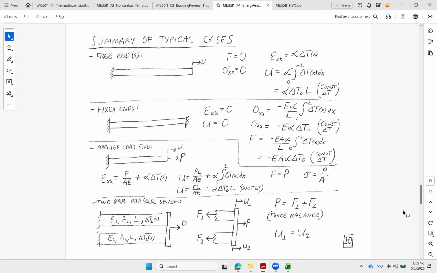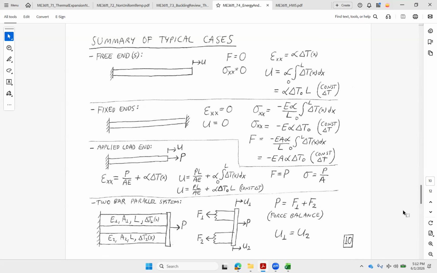Some special cases. For free ends, we're going to have no force or stress. That means all of our strain is going to be in the thermal aspect, and it'll be free to expand by this much. For fixed ends, we assume no displacement, meaning also no total strain. And that means that the mechanical and thermal strains have to balance each other off, plus and minus.